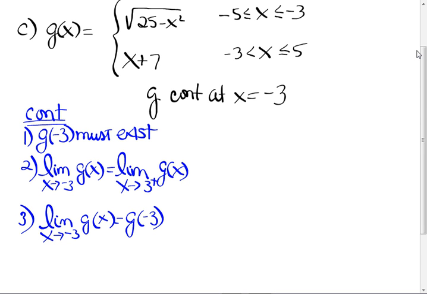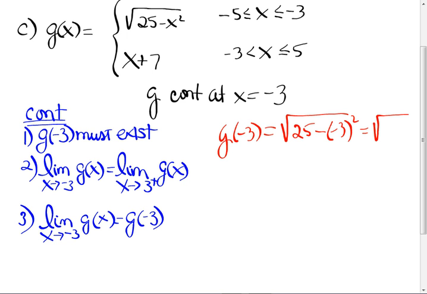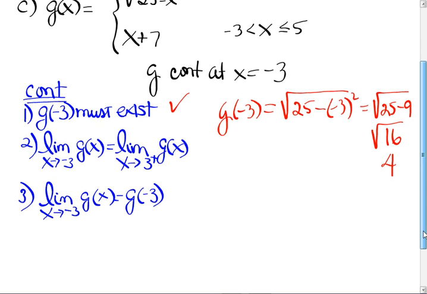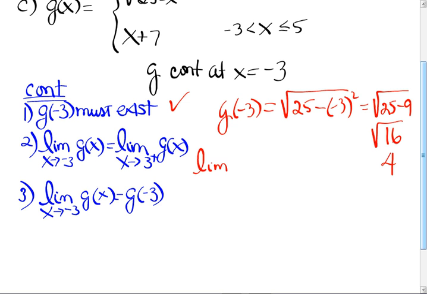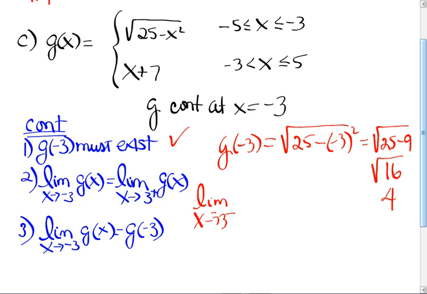Okay, what is G of negative 3? G of negative 3 is equal to the square root of 25 minus negative 3 squared. So it's the square root of 25 minus 9, which is the square root of 16. Somebody said it was 4. Okay, any problems with that? Okay. So we got this one. You must say what the limit is from the left. I would write the limit, as x approaches negative 3 from the left. I'm going to use this formula.